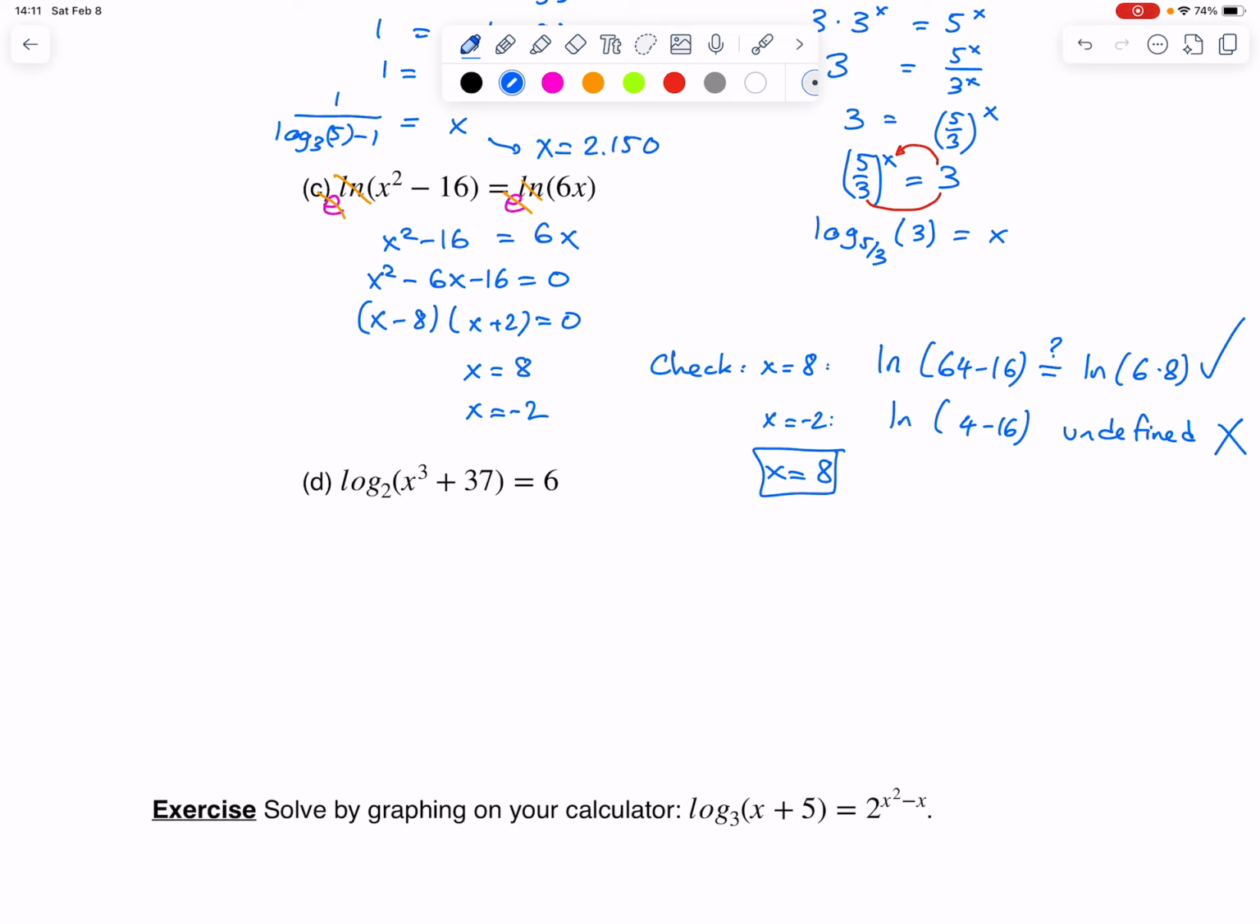Lastly, we can use two methods here. Again, I'll do them quickly. Either you do the spiral, so 2 to the power 6 equals x cubed plus 37, or you say, I'm going to take 2 here and 2 here, so 2 to the power log base 2 on the left and 2 to the power 6 on the right, and that basically does the same thing. You end up with 2 to the power 6 equals x cubed plus 37. 2 to the power 6 is equal to 64. And so if you subtract 37 from both sides, you will get 27 equals x cubed, and so x equals 3.